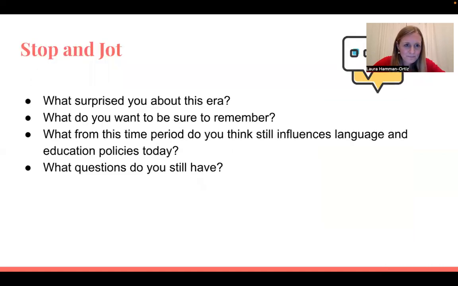Okay, so go ahead and take a moment to jot down what surprised you, what you want to remember, anything that you think is important in terms of language education policies today, and any questions you still have.